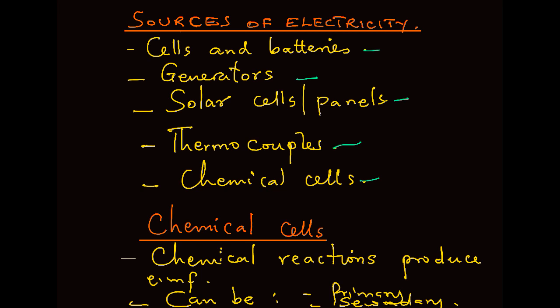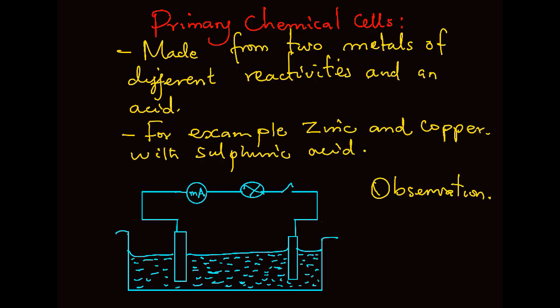Chemical cells are named so because they produce an electromotive force as a result of chemical reaction. So they are able to produce electricity through chemical reactions. Chemical cells can be categorized into two: primary chemical cells and the secondary chemical cells. Primary chemical cells.